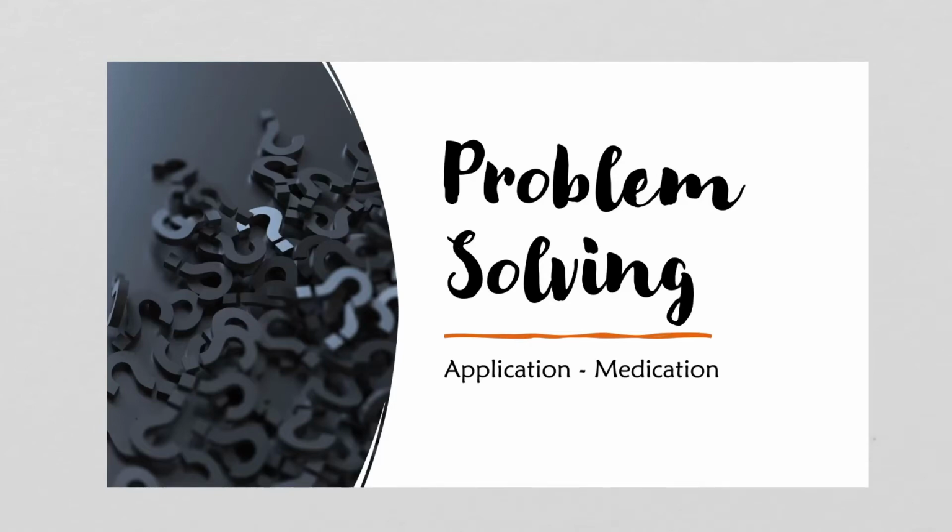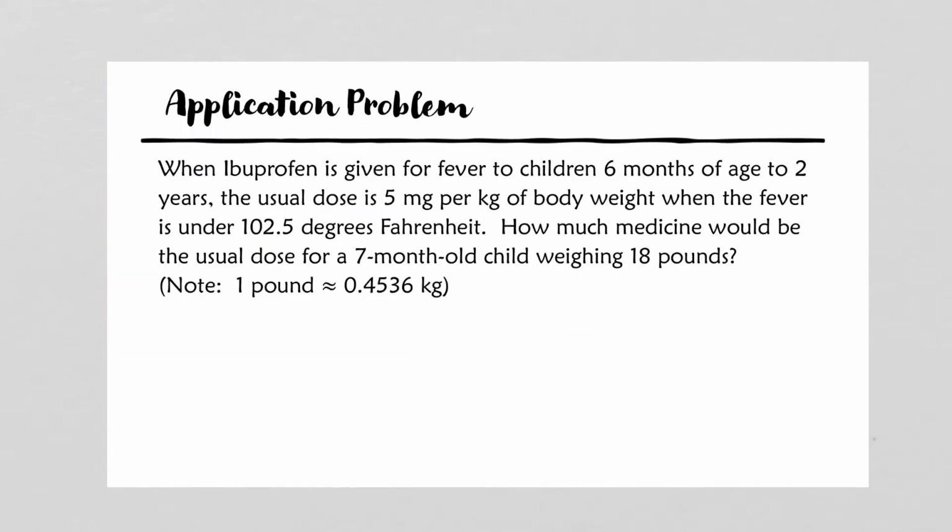In this video, we take a look at another application, this one involving medications and dosages. When ibuprofen is given for fever to children 6 months of age to 2 years, the usual dose is 5 milligrams per kilogram of body weight when the fever is under 102.5 degrees Fahrenheit. How much medicine would be the usual dose for a 7-month-old child weighing 18 pounds? Note 1 pound is approximately 0.4536 kilograms.